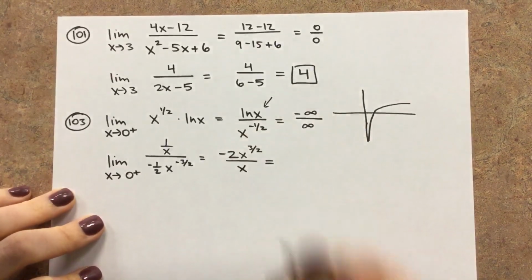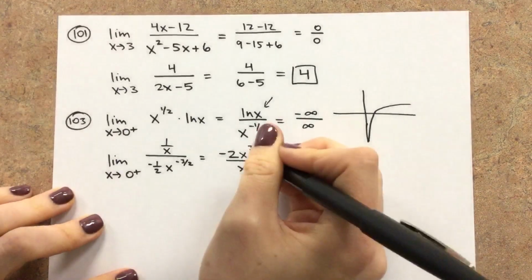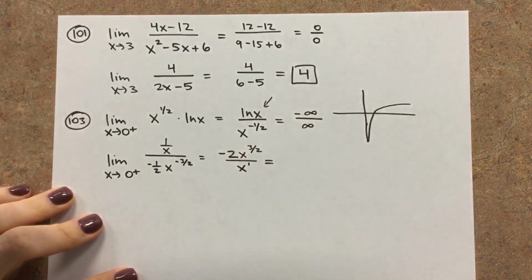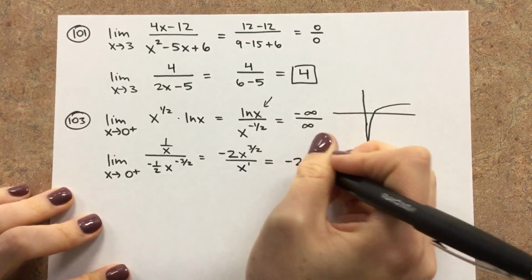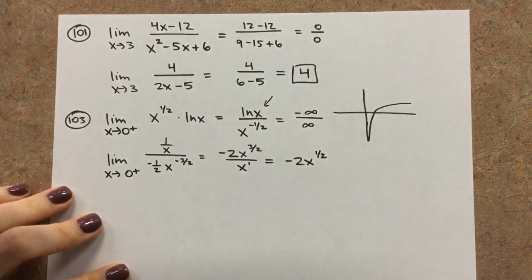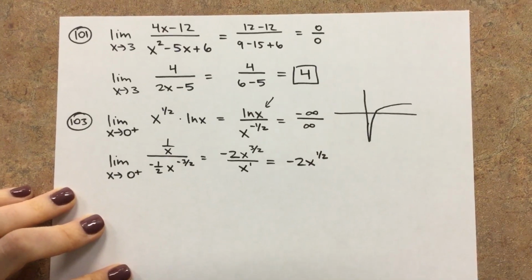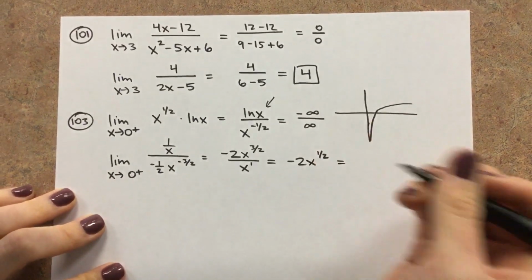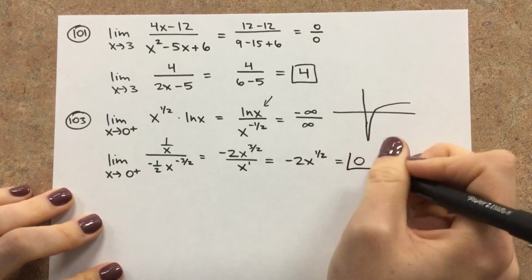And then one more move, I can reduce these down. All right, so this 3/2 as an exponent and then 1 as an exponent. Remember, you can subtract exponents and we get this. So now I can sub the 0 right in, and when I sub the 0 right in, I just get 0.